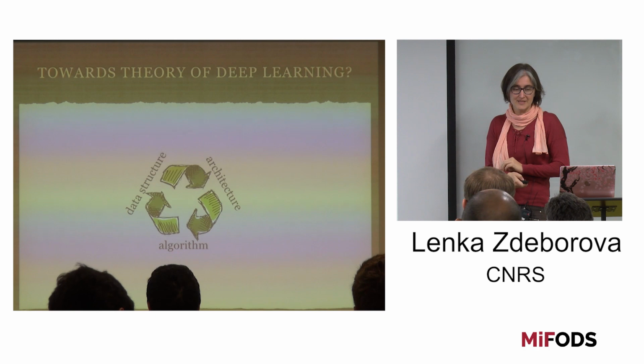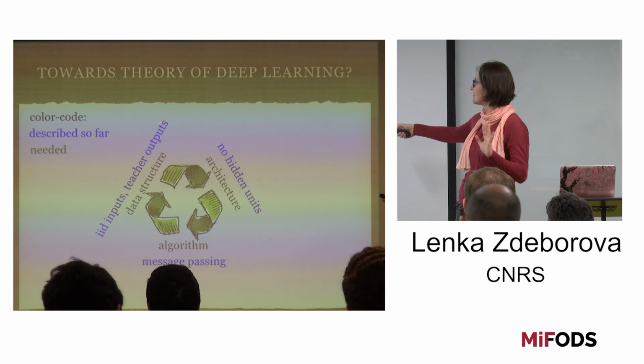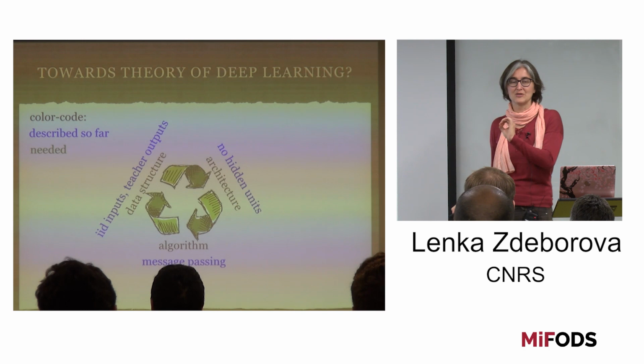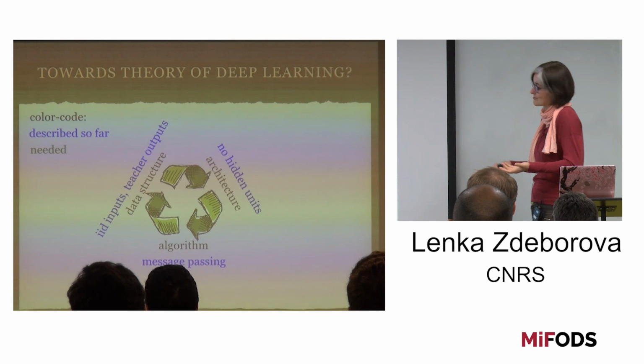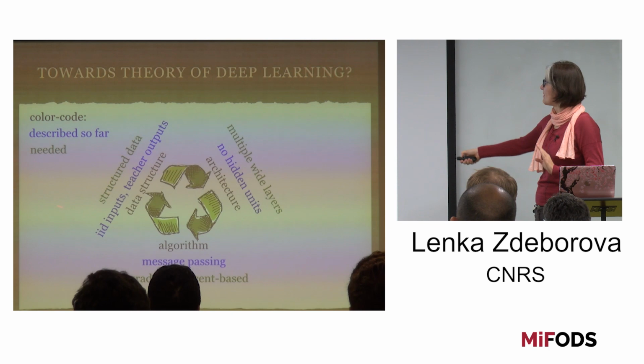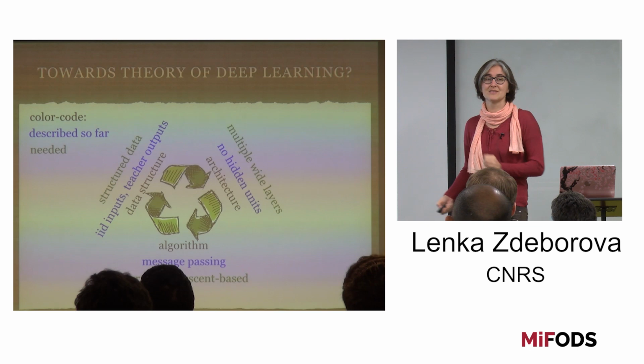But so far, what I did in blue, I described white noise inputs and teacher outputs, no hidden units, and some message passing algorithm that is conjectured optimal, but its drawback is that it is very sensitive to the assumptions of the model. So it has no robustness and universal properties like gradient descent has, so not so good in practice. Whereas what we would need in green is somehow realistically structured data, multiple wide layers, and gradient descent based algorithms and understanding of their performance.